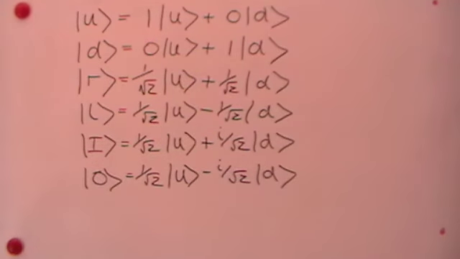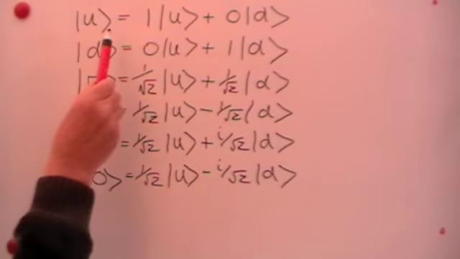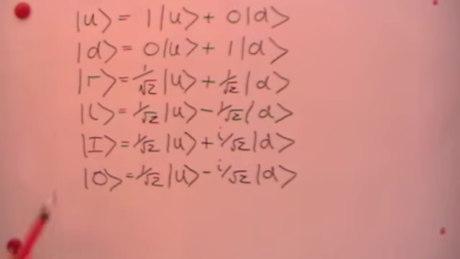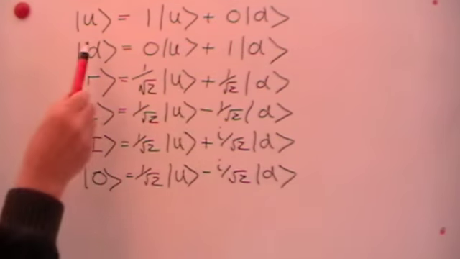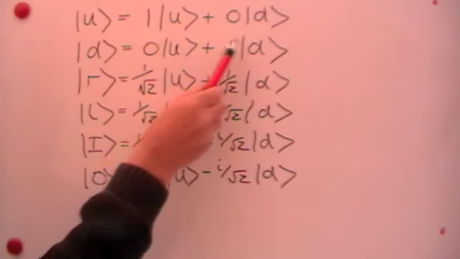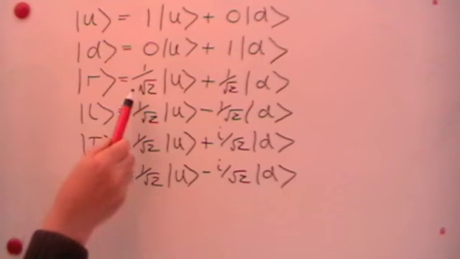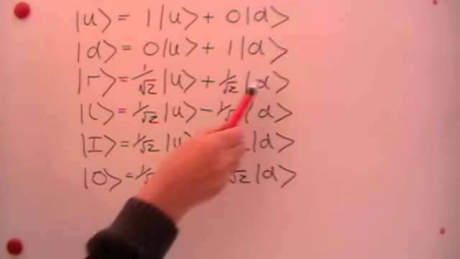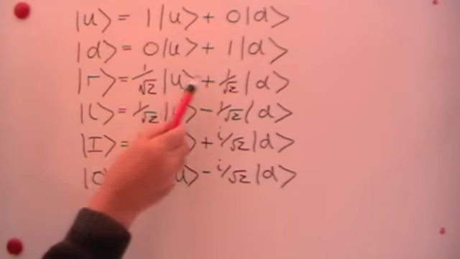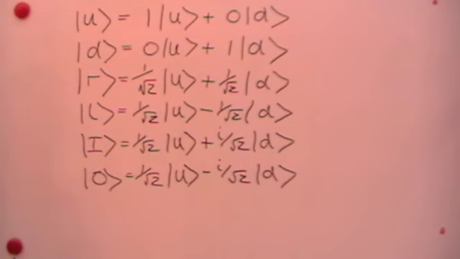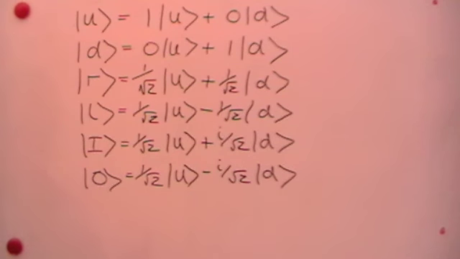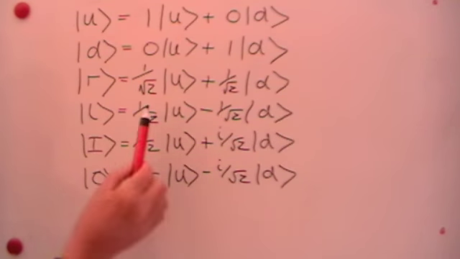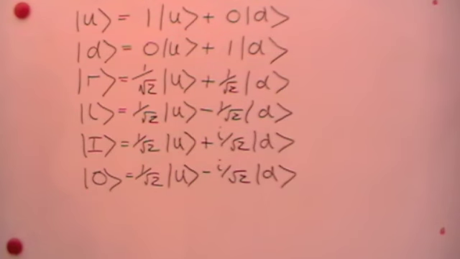So now I've written up on the board the linear superposition of different states. Up is definitely up, 1 up plus 0 down. Down is definitely down, so it's 0 up plus 1 down. Right can be described as 1 over root 2 up plus 1 over root 2 down, which means the probability is the square of this, a half and a half of getting up or down. Left is the superposition of 1 over root 2 times up minus 1 over root 2 times down. Once again, the probabilities of up and down are the squares of these amplitudes, half and a half.